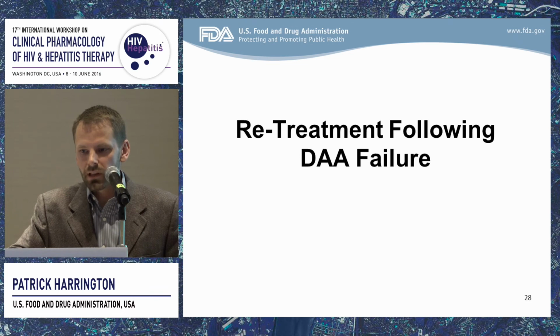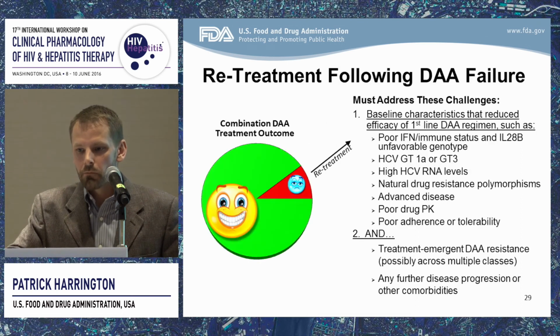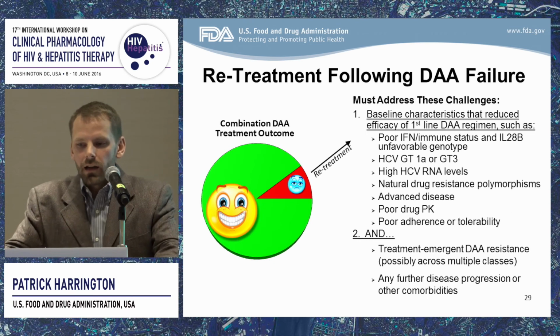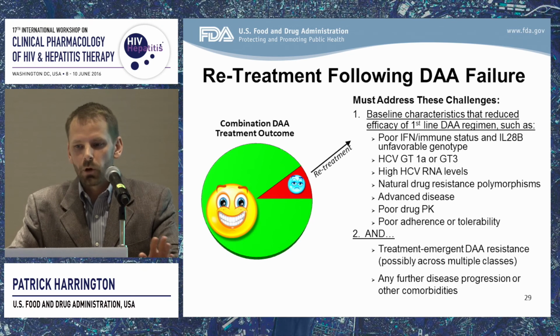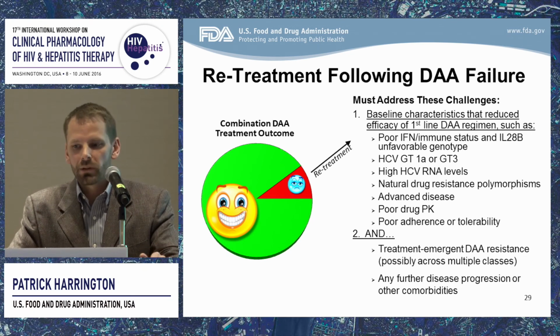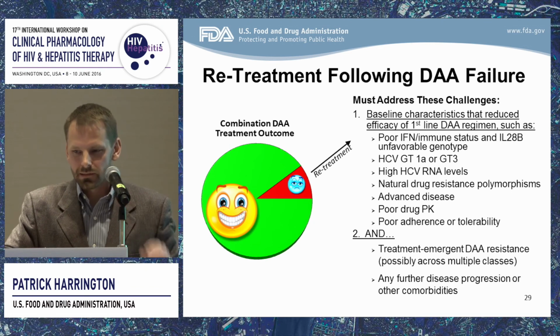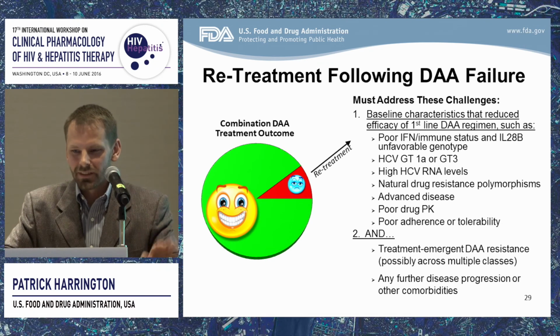So I'll just very briefly touch on retreatment following DAA failure. I think Dr. Codolil covered this topic quite well. And I've shown this slide at previous presentations, and my pie chart there basically is just as a general concept. Most patients who receive a combination DAA regimen will do quite well, but there will be some subset that doesn't do quite so well. And I think that piece of the pie probably needs to be a little bit smaller now, probably at the point where I can't even fit the little frowny face.